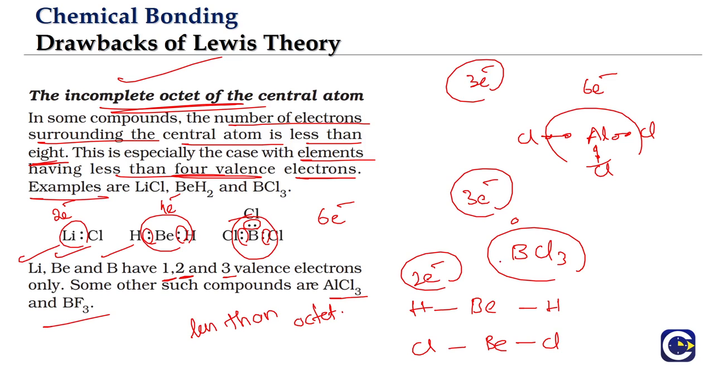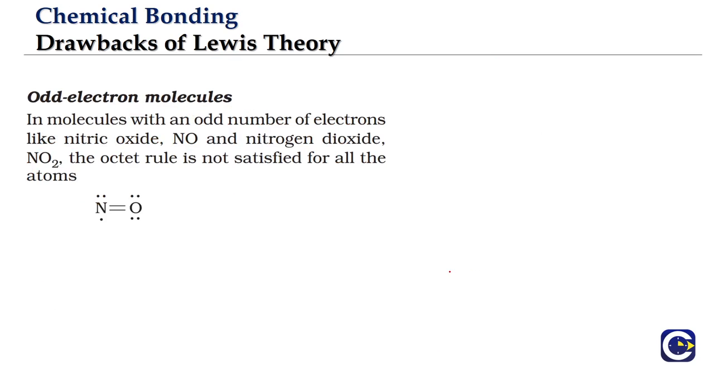But that is not happening here. So this is one of the drawbacks of the Lewis theory. And we also have examples of molecules that have a total number of electrons that is odd, like we have NO, we have NO2. These molecules are examples of what? The odd electron species. That is what we call them.